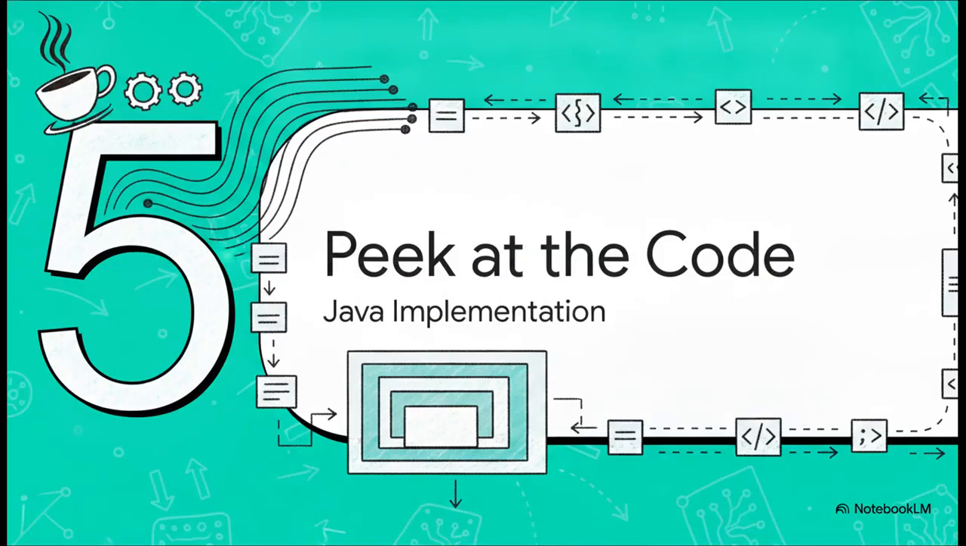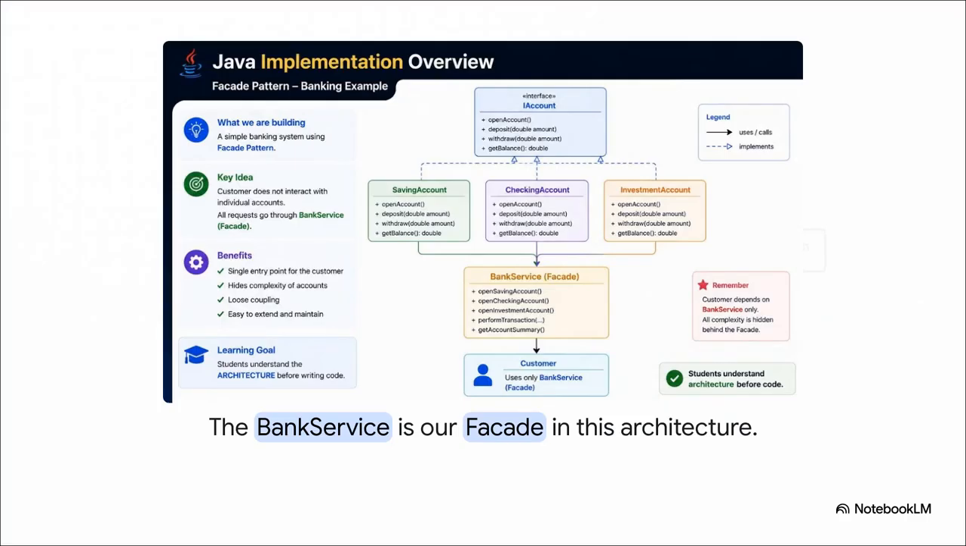Number 5. Peek at the code. So what does this actually look like in Java? In a standard banking architecture, you'd have an account interface implemented by various specific classes, your savings, your checking, your investments.